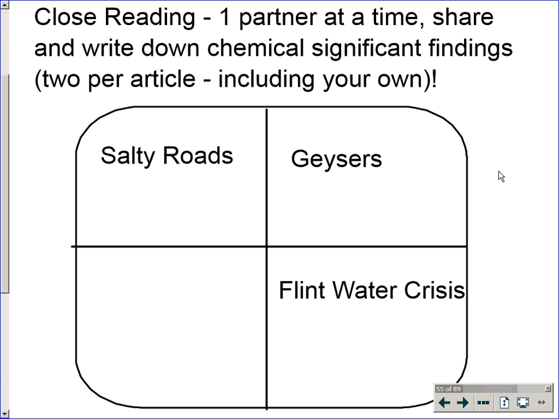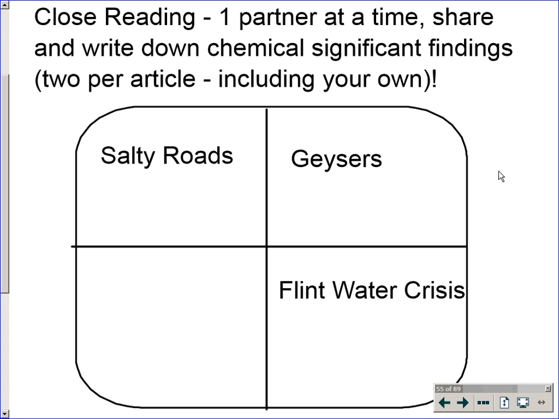So just make a 3 little box system, and in those boxes, whenever everybody's sharing, you're going to write down something that's chemically significant, relating that to chemistry. That's just 2 bullet points of chemical significance per article, including your own. So if you want to go ahead and start with your own, that might give you a little bit more context to share about.